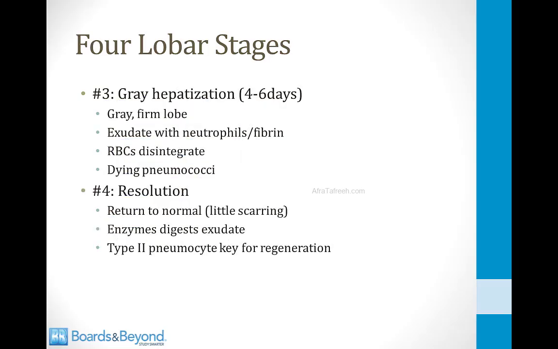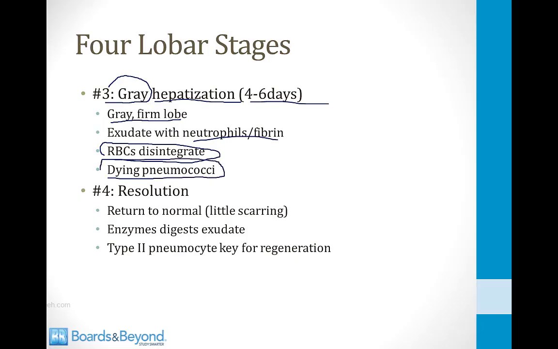In the third stage, the lobes of the lung that are infected still look like the liver, so these are hepatization stages. But the third stage is called gray hepatization because now the lungs look gray and firm. They're very pale. This happens 4 to 6 days after infection. There's an exudate of neutrophils and fibrin inside the lungs. The red blood cells have started to die and disintegrate, and the pneumococci are also dying and disintegrating in this stage.